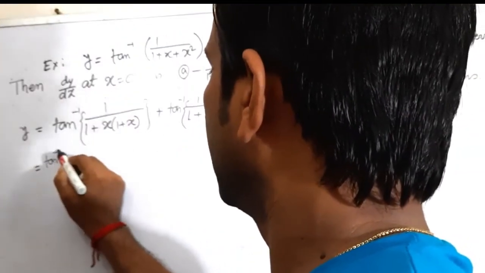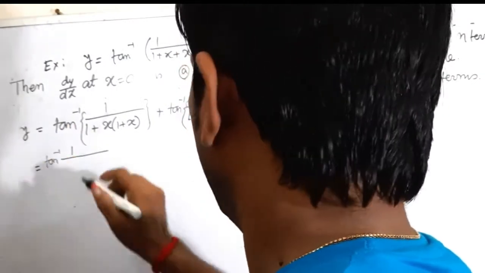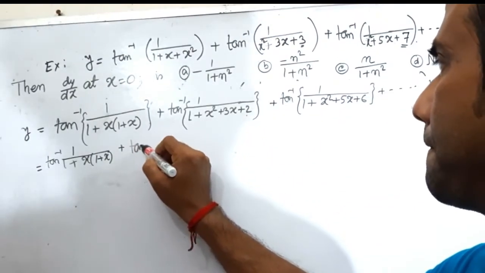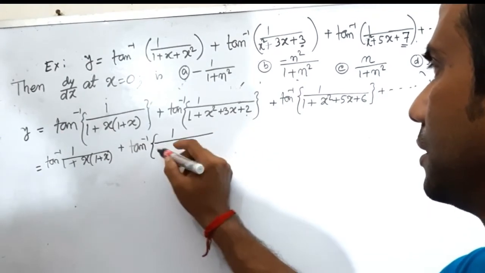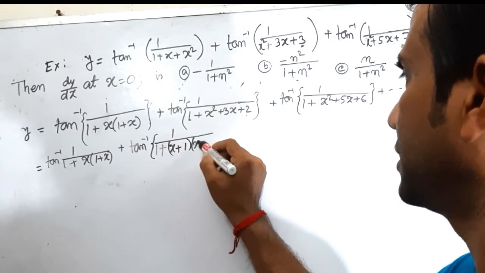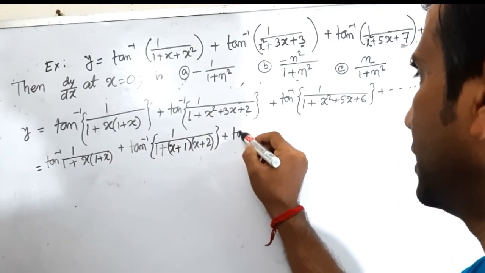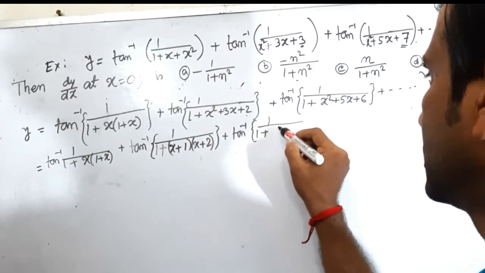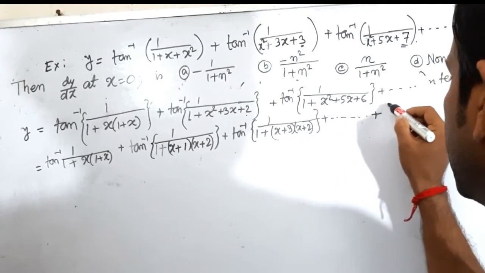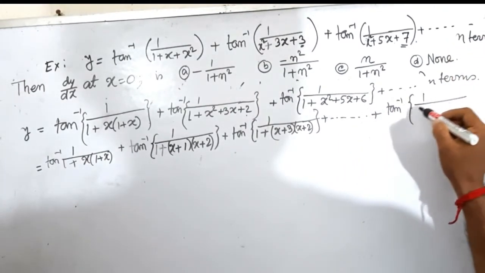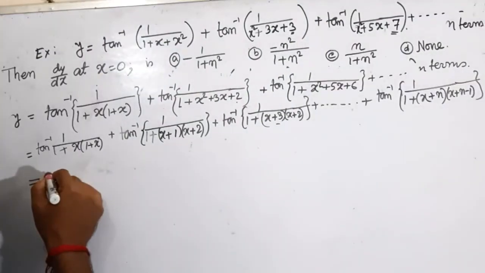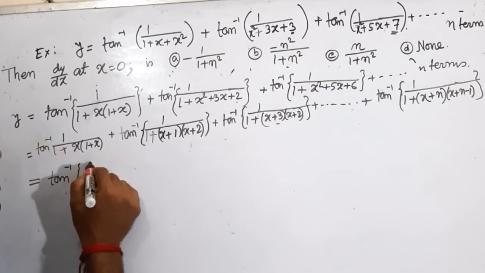Now from here we get tan inverse 1 by (1 plus x) into (1 plus x), plus tan inverse 1 by 1 plus (x plus 1) into (x plus 2), plus tan inverse 1 by 1 plus (x plus 3) into (x plus 2), and similarly after n terms this will become tan inverse 1 by 1 plus (x plus n) into (x plus n minus 1).